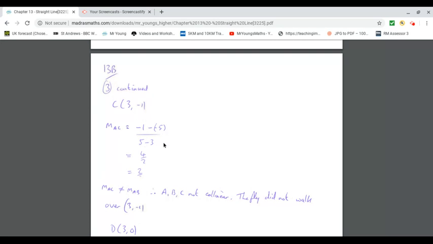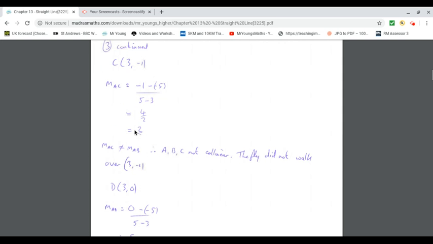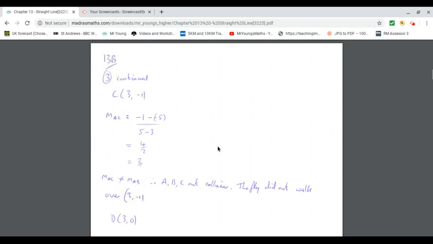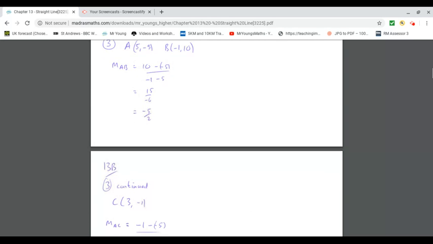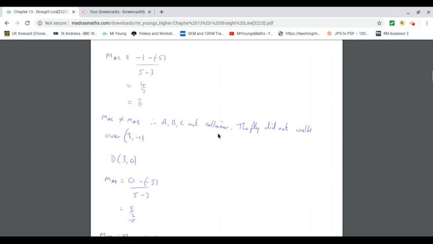And then I've got these two numbers at the bottom the wrong way around here, guys. We're not substituting them properly. It should be 3 minus 5, which would give a gradient of -2 rather than just 2. But -2 is not equal to -5/2. So therefore, A, B, and C are not collinear. The fly did not walk over the point (3, -1).